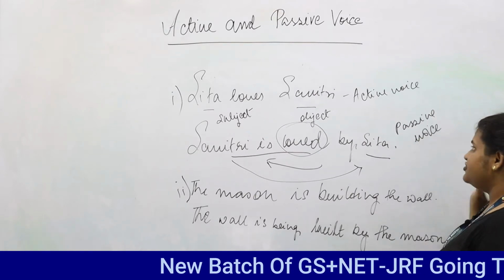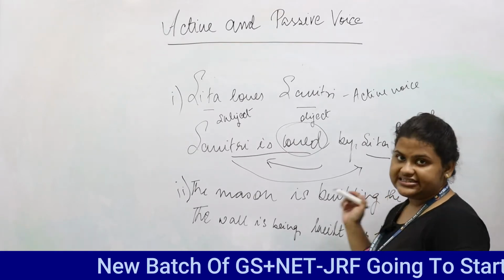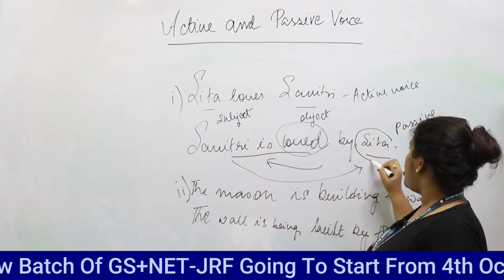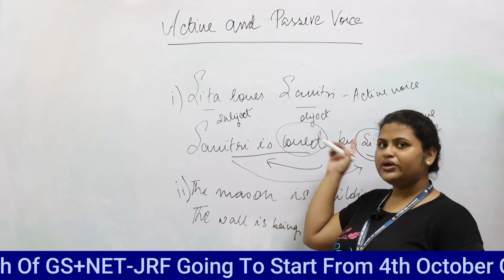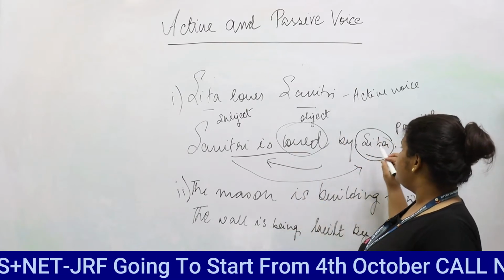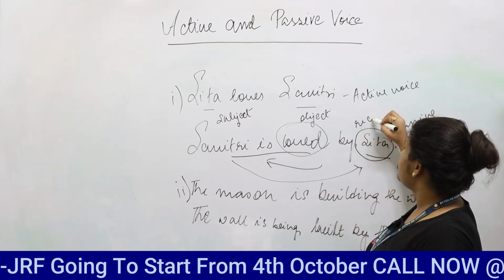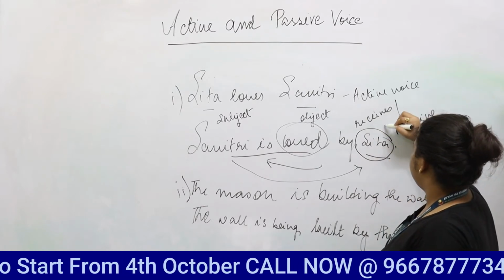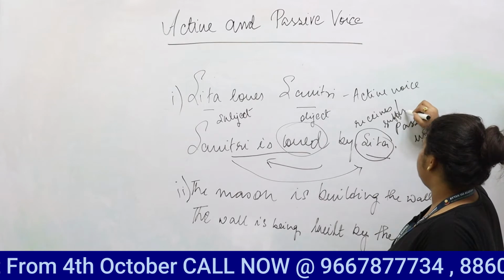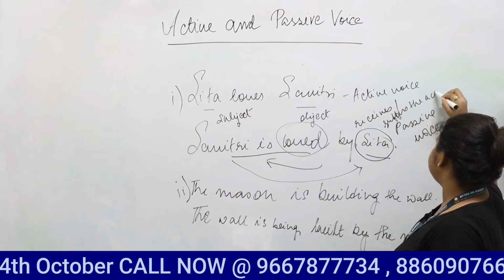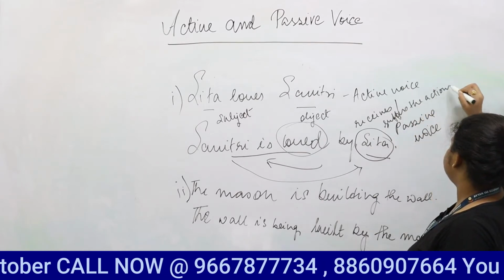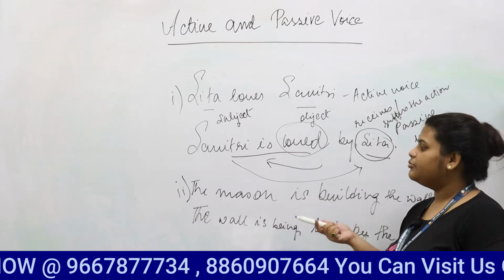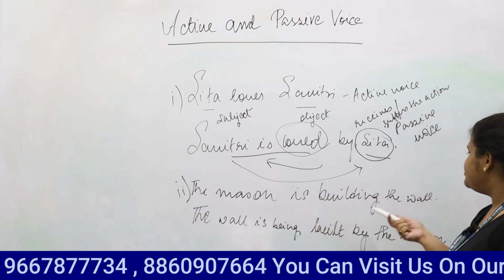Why is that a passive sentence? We call it a passive sentence because the subject here has become the object and no longer is doing the action directly, but rather it receives or suffers the action. Hence, it is known as the passive voice. In a similar way, we can take up one more example: the mason is building the wall.